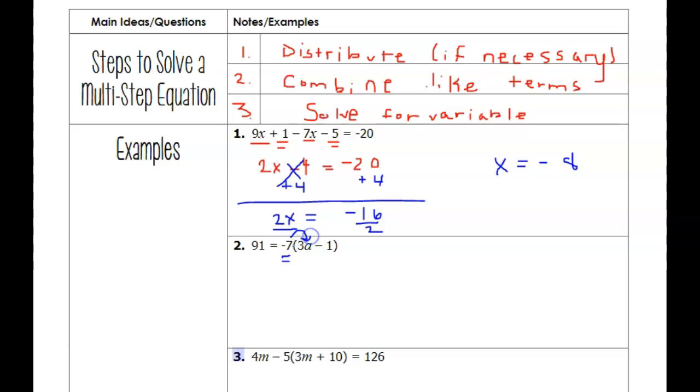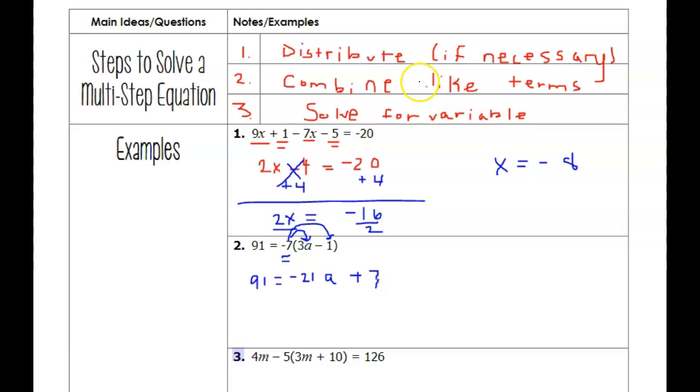Remember, our distributive property is multiplying that to everything. That song and dance Miss Bennett taught you. The negative 7 has to dance with the 3a, and the negative 7 has to dance with the negative 1. So I'm going to bring my 91 down, and it's going to equal negative 7 times 3a. Remember, I multiply the numbers: negative 7 times 3 is negative 21, and then I just keep the variable a. And then my negative 7 has to dance with everything, times a negative 1. That is going to be a positive 7.